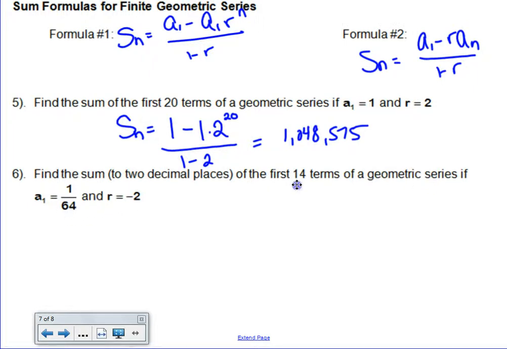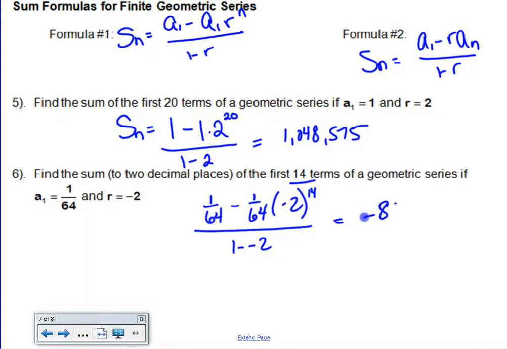Number 6, find the sum of the first 14 terms of the geometric series, given this information. So same formula. It's kind of a boring formula. Just be careful how you type it in. 1/64 minus 1/64 times negative 2 to the 14th power. Make sure you either type that in one step and then hit enter, or use parentheses, and then 1 minus the negative 2. So on my calculator, that comes out kind of gross, negative 85.33.